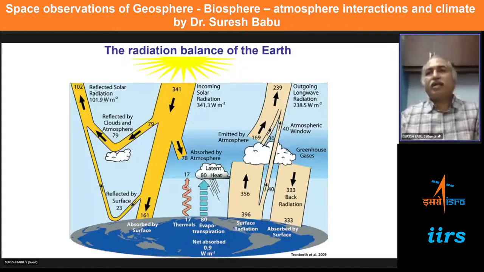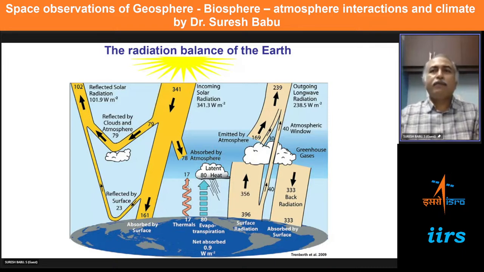So this is a classic picture from Trenberth et al. 2009, which shows the radiation balance of the Earth. We know that at a given time we receive around 341 watts per meter square of energy, and Earth has a mean albedo of about 30%, which reflects almost 100, about 102, watts per meter square radiation back to space immediately.